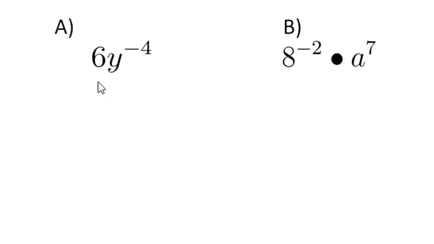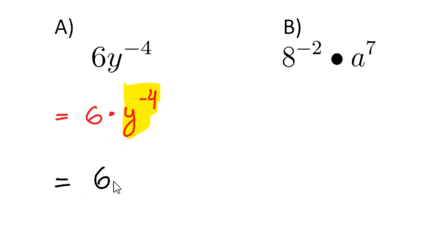Starting with A, we have 6 times y to the negative fourth. Now I'm going to go ahead and change this just a tiny bit to remind you that this means 6 times y to the negative fourth. And I do this because I want you to notice that we have two different bases. Okay, 6 is one base, y is another. So the negative 4 is only applying to the y. So when I go ahead and simplify this expression, we only need to change the y.